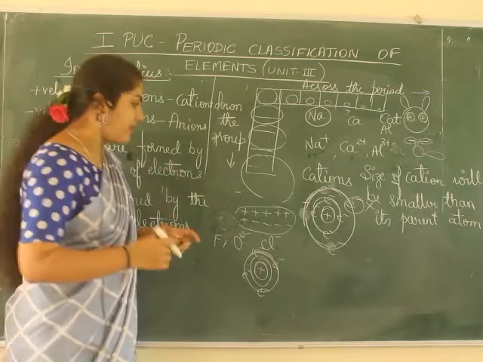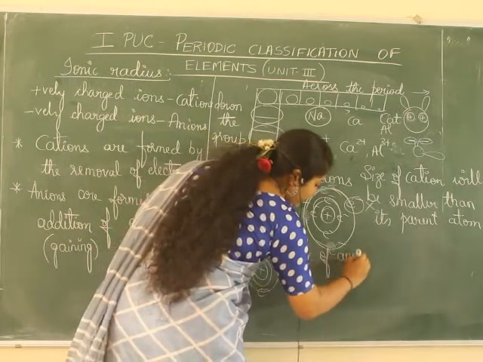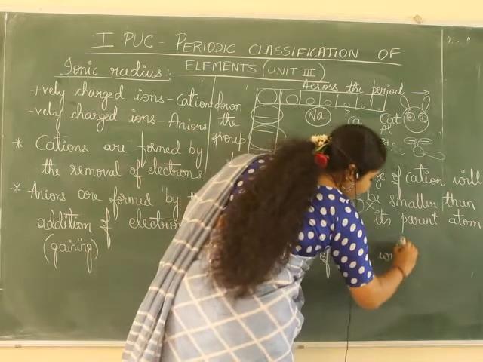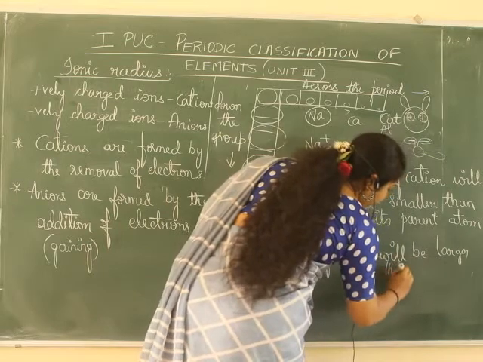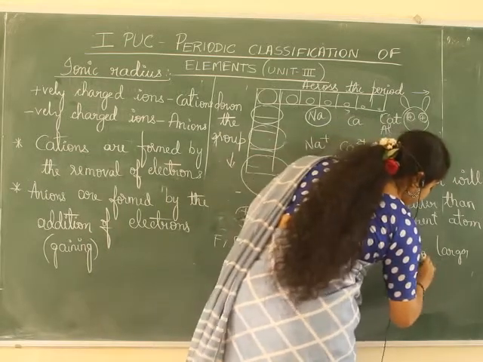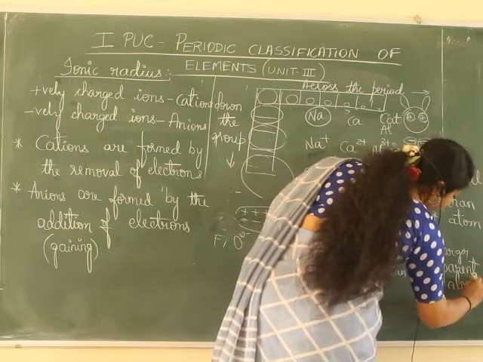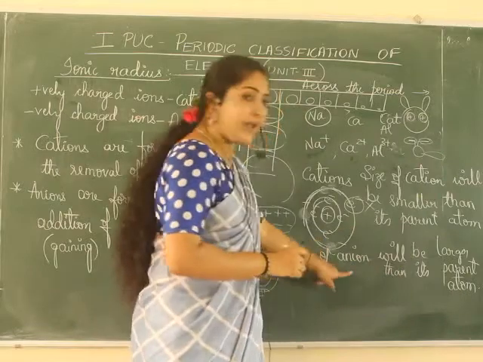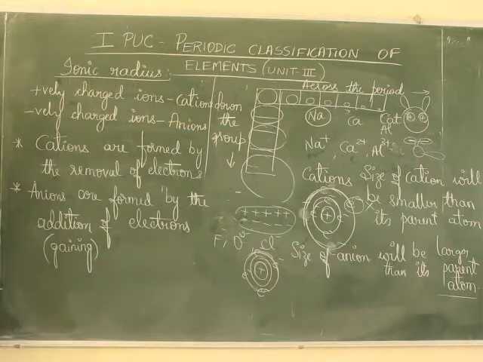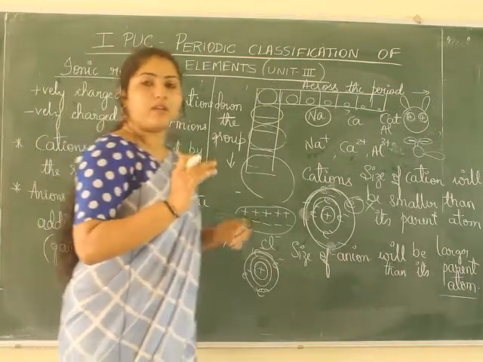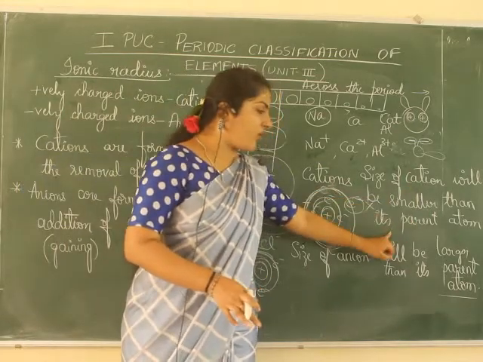So the size increases. So the size of an anion will always be larger than its parent atom. You will have to remember these points. See, when I mention anion, here you have to mention parent atom. Hope it is clear, and you can note down the reasons also why the size of a cation will be smaller than its parent atom.